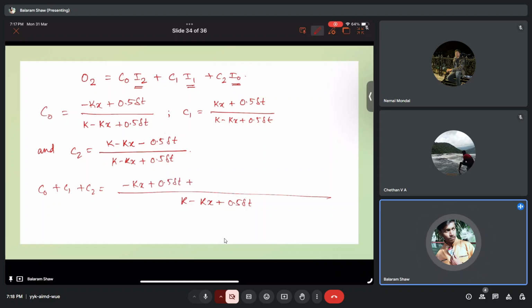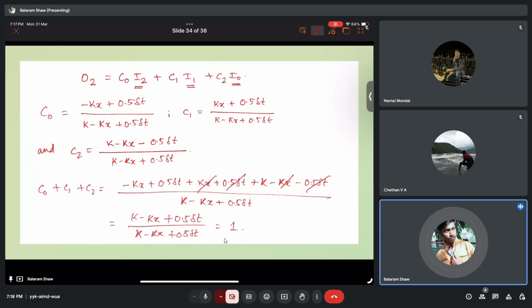C1 it is Kx plus 0.5 into del T, and the third is K minus Kx minus 0.5 into del T. You can just cancel this out, and the remaining that you have is K minus Kx plus 0.5 into del T. The denominator also is the same, that is K minus Kx plus 0.5 into del T, right? And hence always this equation, that is C0 plus C1 plus C2, will be equal to 1, right?